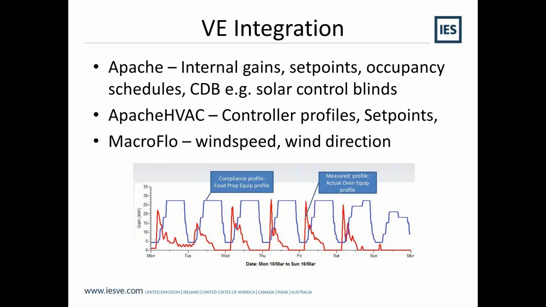What we then have in the red line is actually metered data, which was taken from a supermarket, and it was a submeter which was serving an oven. And so what we're now looking at with the red line is the real consumption of an oven equipment profile taken from site against the fictional NCM. And clearly you can see big differences.